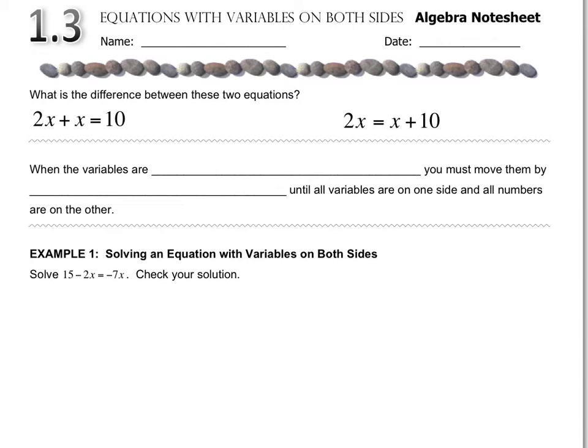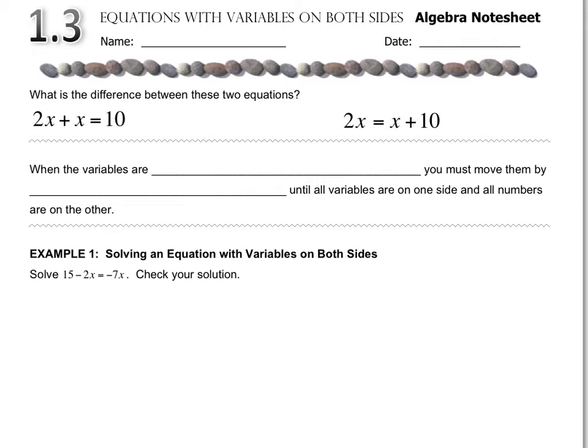Today we're talking about equations with variables on both sides. So far we've looked at simple one-step equations. We moved on to some multi-step equations, but so far we've had all of our variables on the same side. So the first question we see here is, what is the difference between the two equations that you have?